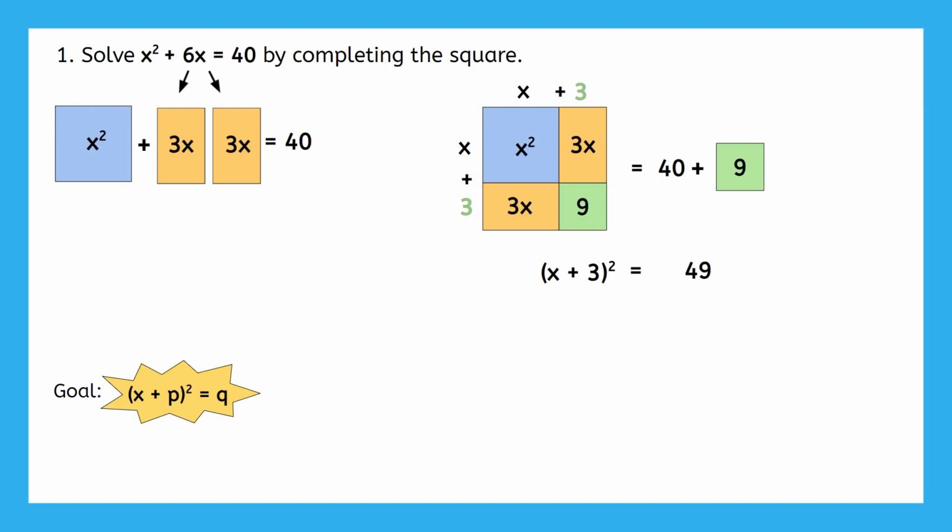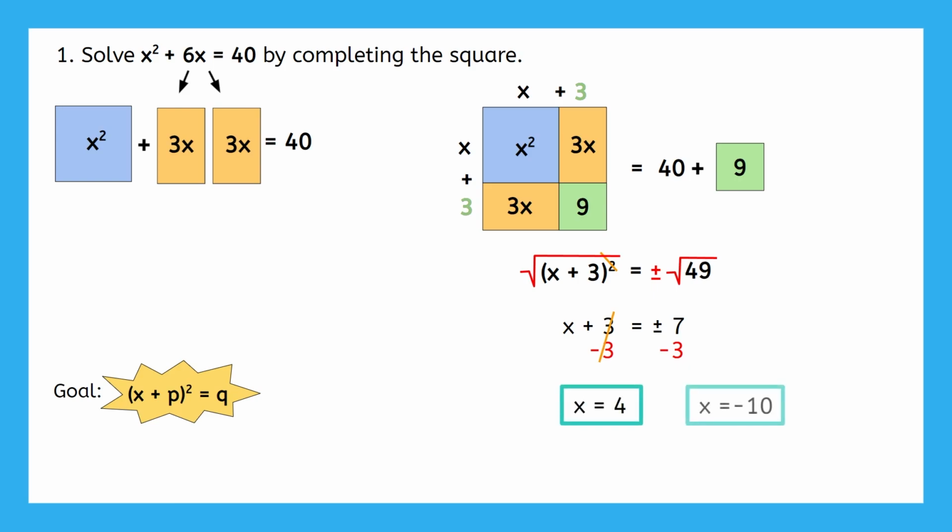Now let's just isolate x by taking the square root of both sides to cancel the square. The square root of 49 is 7, and then let's subtract 3 on both sides. Our solutions are 7 minus 3, which is 4, and negative 7 minus 3, which is negative 10.